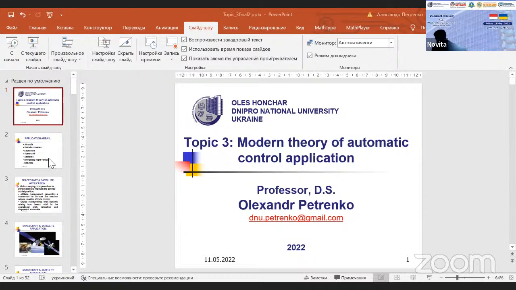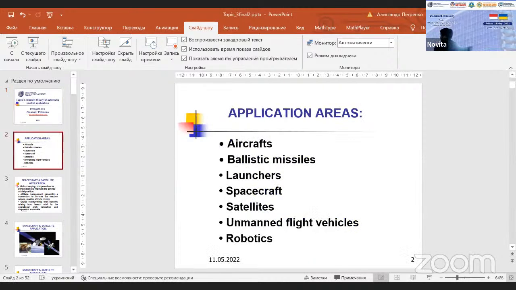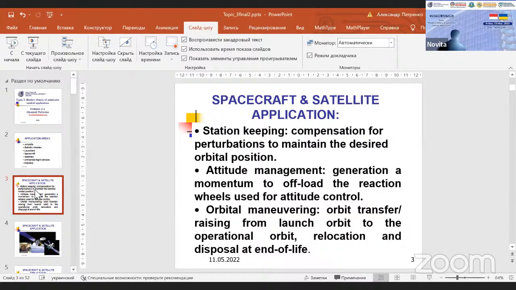And here I'd like to say that we can apply our theoretical knowledge to aircraft, ballistic missiles, launchers, spacecraft, satellites, unmanned flight vehicles, robotics, and in many, many other areas. And the closest to me is the spacecraft and satellite application.